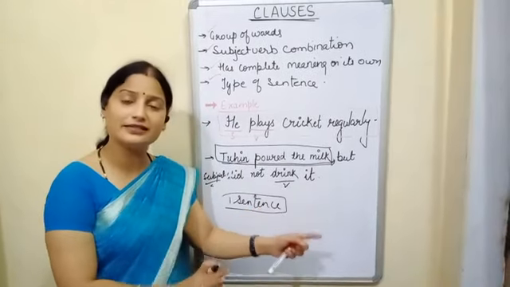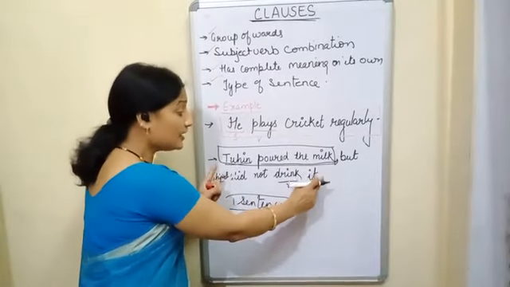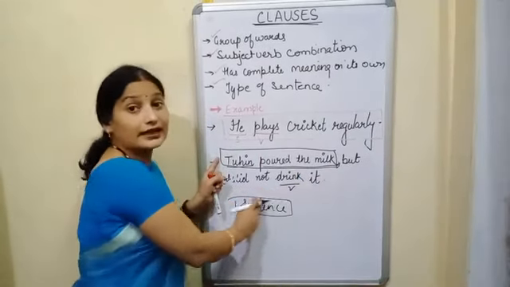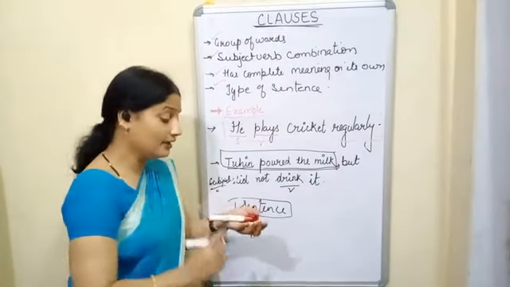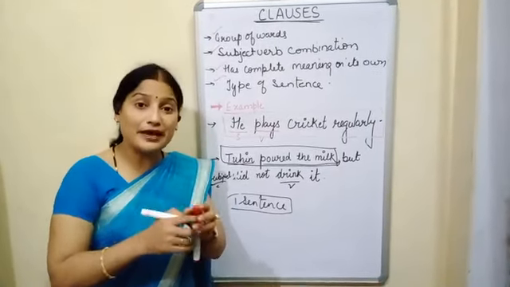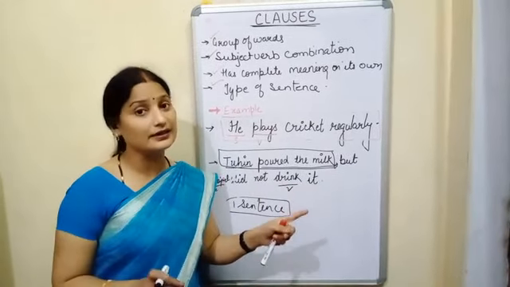So it is called a clause, because if it is making complete sense, then it will be a sentence. But if it is not making a sentence, then it should be a part of a longer sentence. Then that is called a clause. Clear? So clauses may be a simple sentence or they may be a part of a longer sentence.